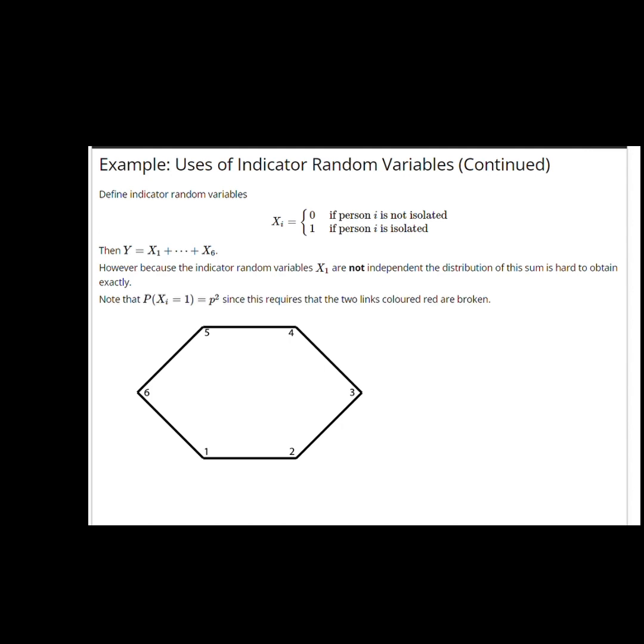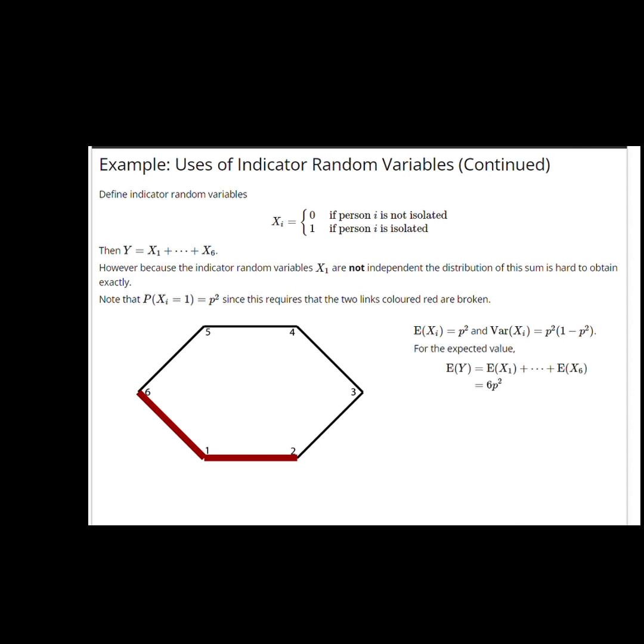What do we know? Since it's an indicator random variable, the probability Xi equals 1 is the probability that the link to the left of individual i and to the right are both broken. This has probability p squared. In the diagram below, the red links, when broken, indicate that person number 1 is isolated. And since we know the expected value and the variance of an indicator random variable, the expected value of Xi is p squared, and the variance of Xi is p squared times 1 minus p squared.